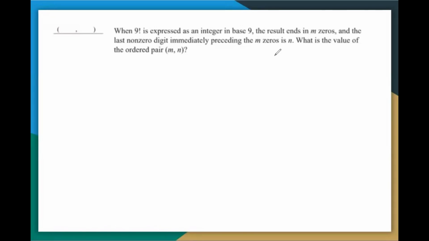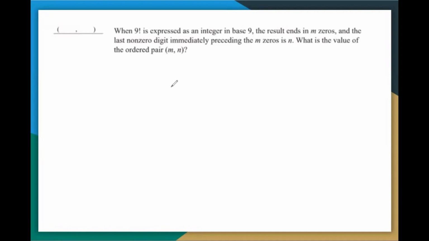So we have number 29 on a chapter test. This is another base number problem, and it's actually quite interesting. We have 9 factorial expressed as an integer in base 9, and that number has some zeros at the end, which is m zeros. And then the first number preceding the m zeros is n. So we'd like to find that ordered pair.